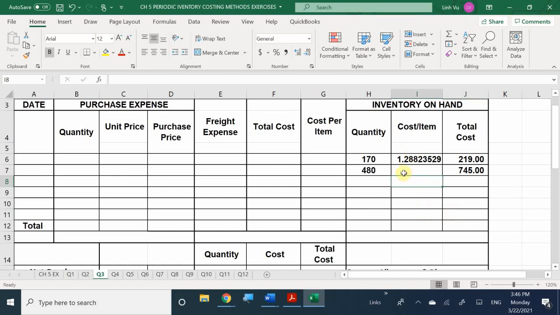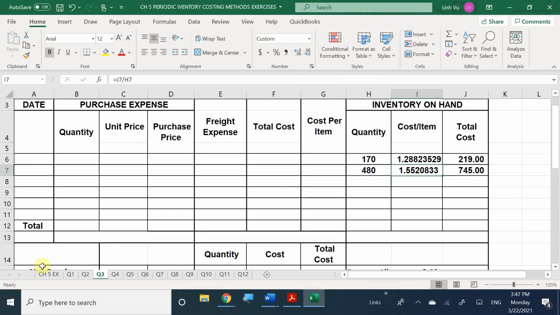Okay? And then once again, because in case we only need a couple items from this batch, we need to recalculate our new cost per item because now we have a change in quantity and we have a change in total cost. So in this case, I'm going to take my total cost, which is $745, and I'm going to divide it by my 480 to give me a total cost per item to be 1.55208, and so on and so forth. Okay.